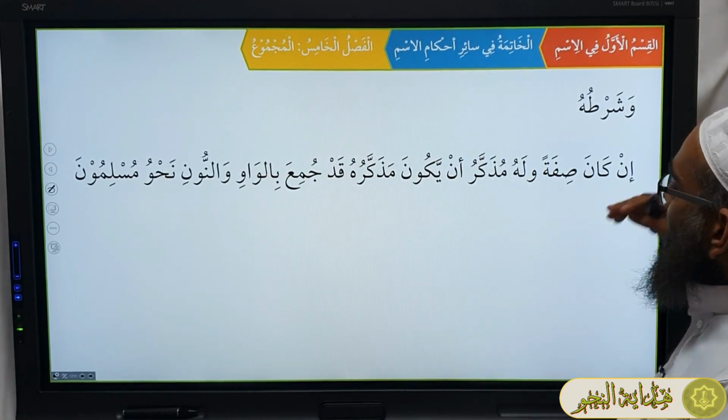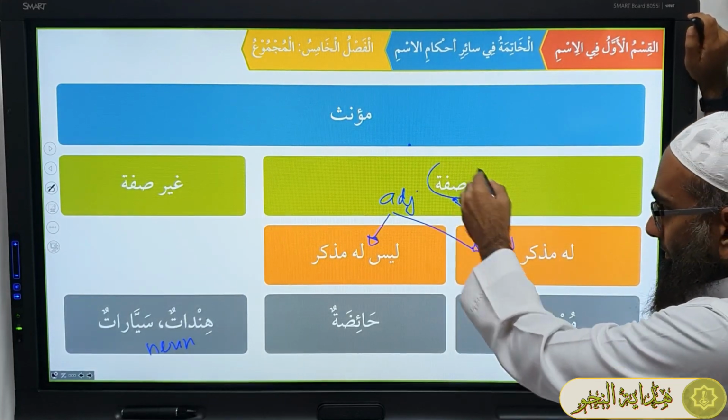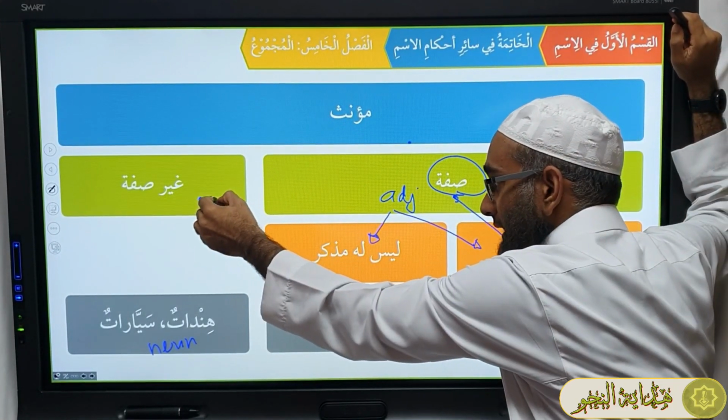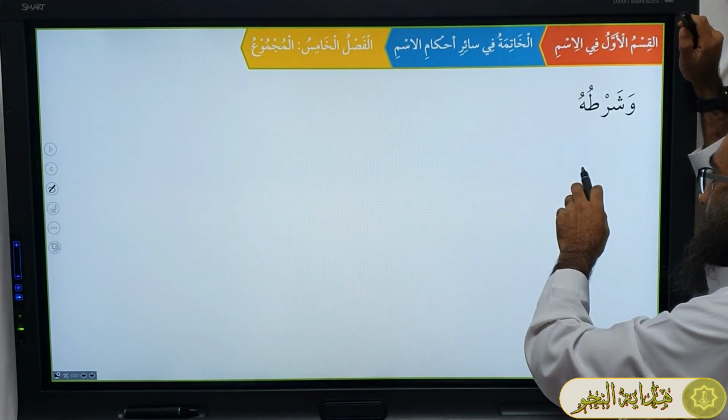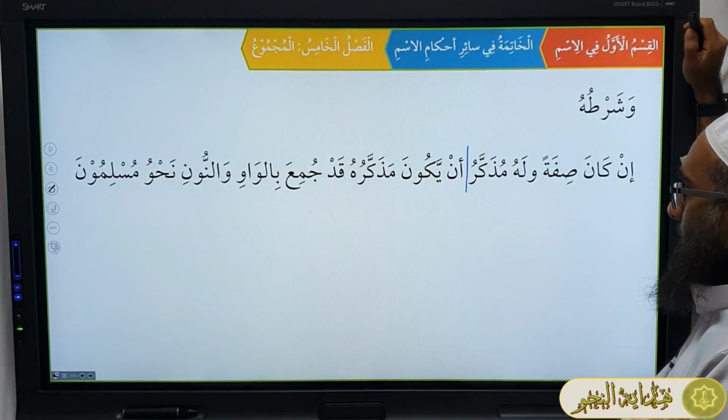وَشَرْطُهُ إِنْ كَانَ صِفَةً. If you go back again here, صِفَةً. So if you have a sifa, so not a noun, this is a noun here. It is a sifa. Then we have to look. وَلَهُ مُذَكَّرٌ. Okay?